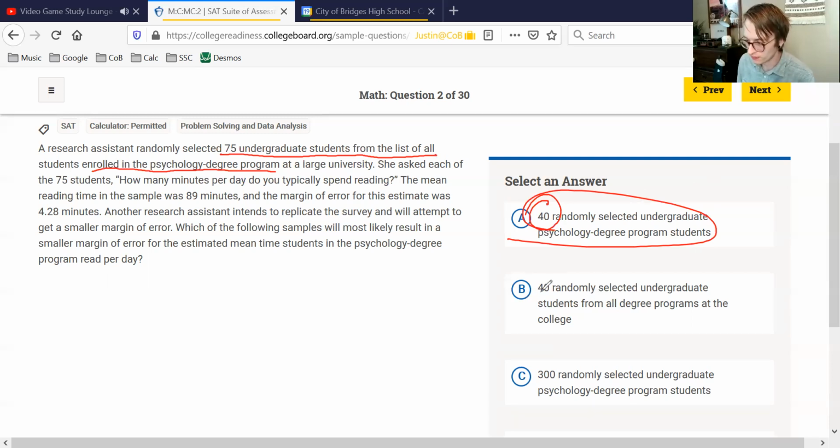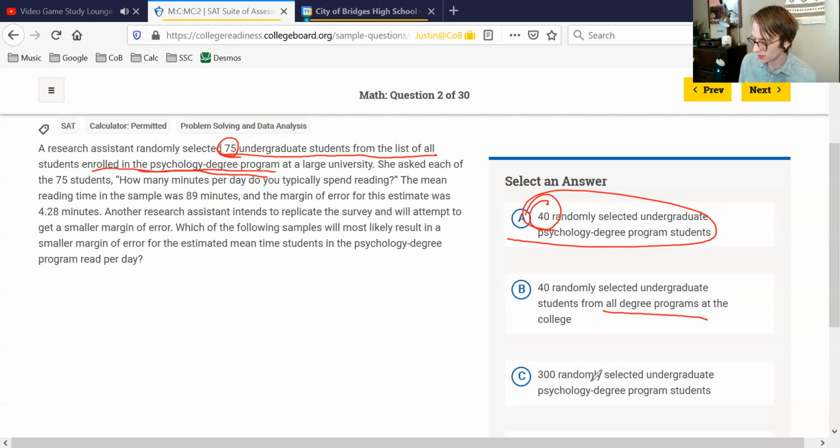The next one is 40 randomly selected undergraduate students from all degree programs at the college. So number 1, we're taking 75 and making it 40, and we are taking the undergraduate students from psych degree programs and turning it to all degree programs. So not only are we shrinking our sample size, we're taking what used to be a very similar group of people and making it a less similar group of people, psych degree students to all degree students. So that's not going to get us more accurate either.